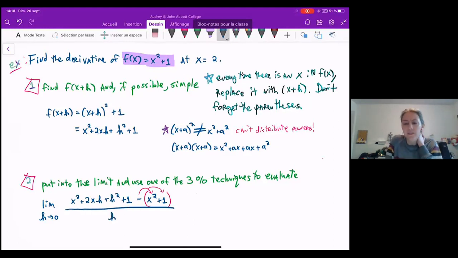Now, before I simplify, before I do anything, let's plug in h equals 0. We have the limit as h approaches 0, which means that the thing we're plugging in here is h. So I'm not plugging into x. So on top, I'm going to get x squared plus 2 times x times 0, that's 0, plus h squared, so that's 0 squared, plus 0, plus 1 minus x squared plus 1 in parentheses.